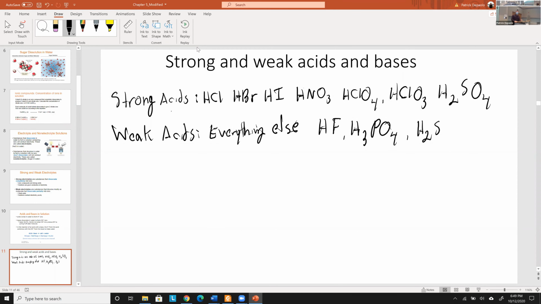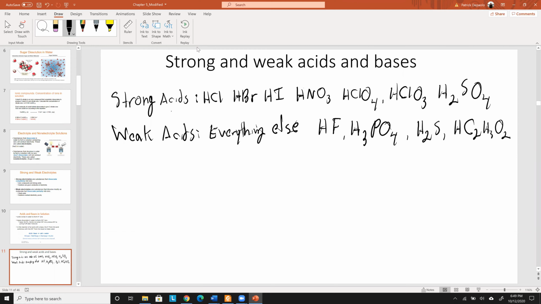H2SO4 is sulfuric acid. And remember when you have the monatomic anion, you put the hydro in front, so hydrosulfuric acid. And then other ones, you have acetic acid, which is HC2H3O2, and etc. Really anything else that's not on the strong acid list is considered a weak acid.